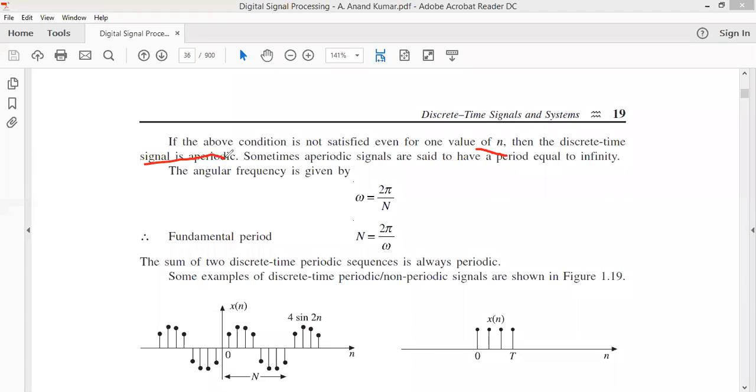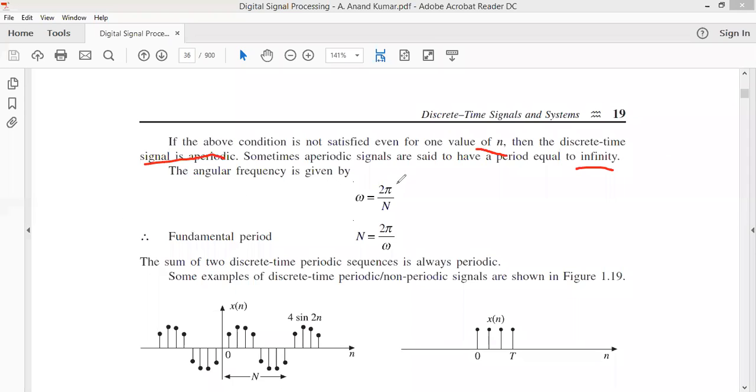Sometimes aperiodic signals are said to be periodic with the period equal to infinity, because aperiodic signals are not repeating. When we say that these are periodic, if you take capital N equal to infinity, then we say that the signal is periodic. So aperiodic signals are said to be periodic when the period is equal to infinity.